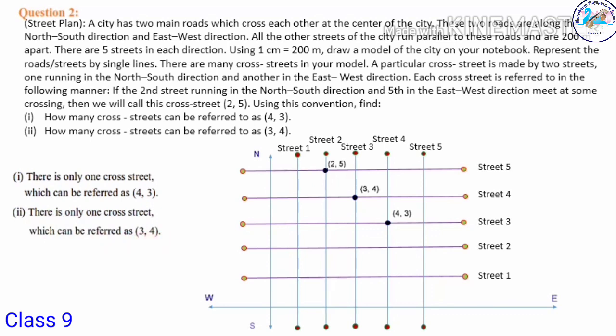So as a part of the answers, there are two questions given to you. First one, how many cross streets can be referred to as 4-3. Here the answer is only one cross road. And the second question asks how many cross streets can be referred to as 3-4. Here also the answer is only one cross street.